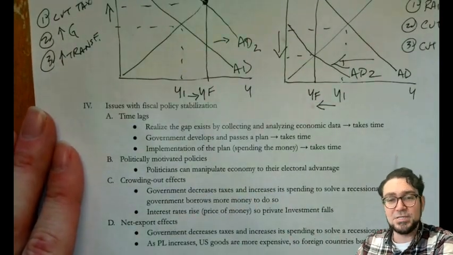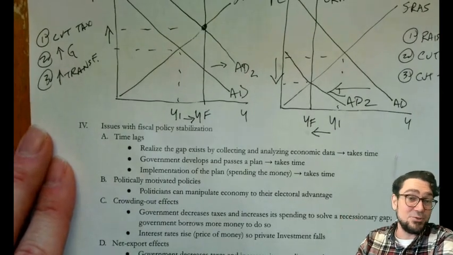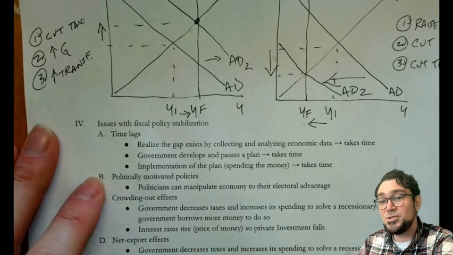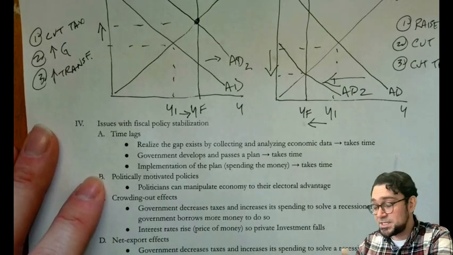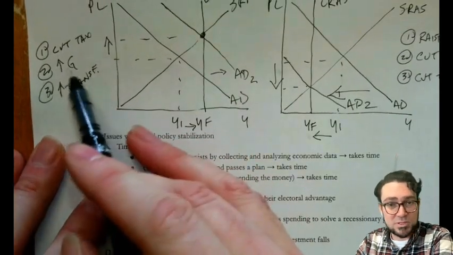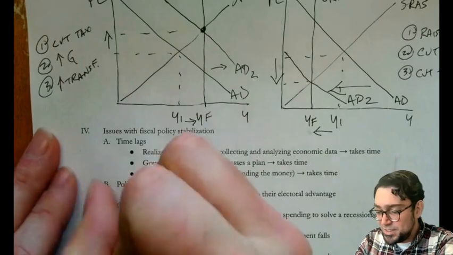It can take years potentially to actually get that aggregate demand curve to move. And by the time you've done it, maybe it's too late. Second is that politicians are going to politic. Sometimes they're going to use the tools of fiscal policy, cutting taxes, more spending, more transfers, even when we don't need to.